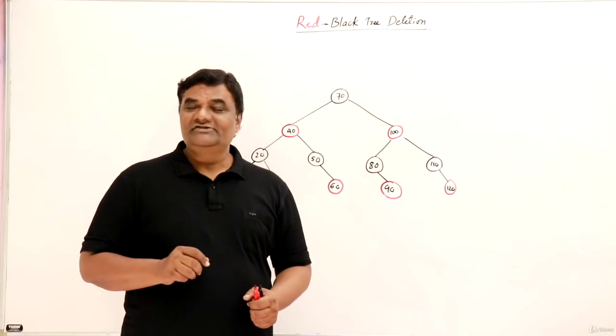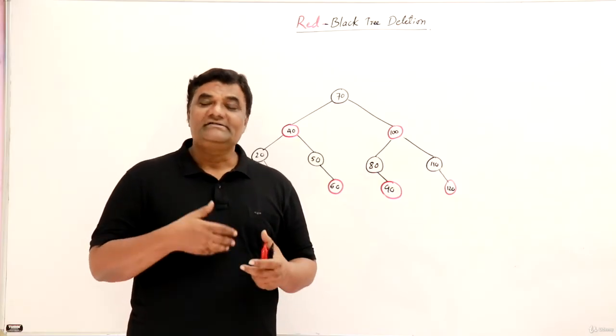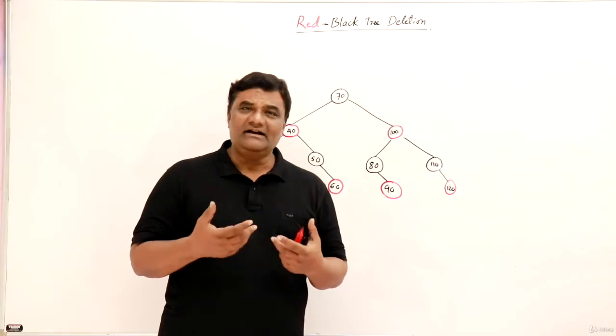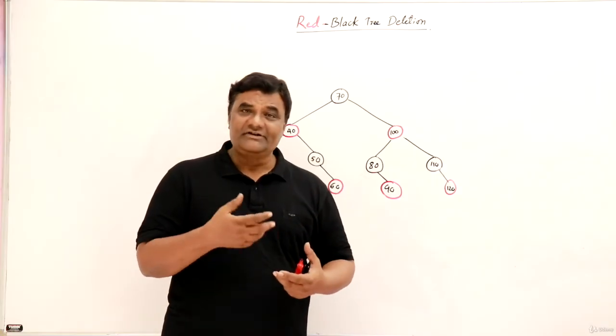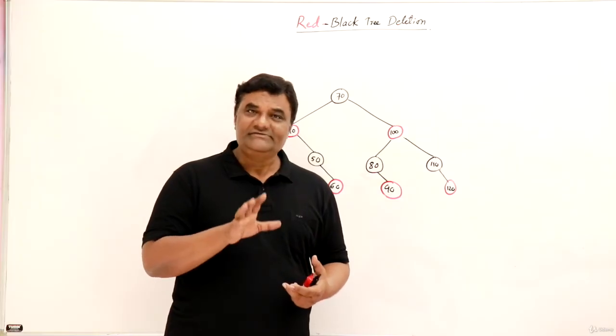Now let us look at deletion from red black tree. I have an example red black tree. Let us delete the nodes. So I'll take some examples and I will delete, and if required I will perform rotations or recoloring, whatever the case is, we will see that now.